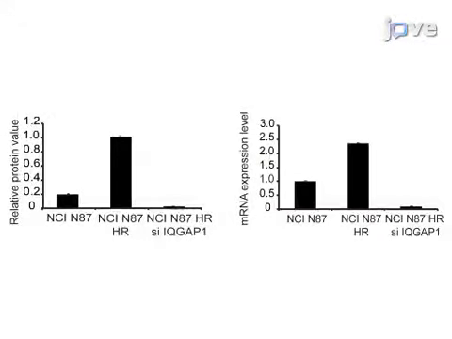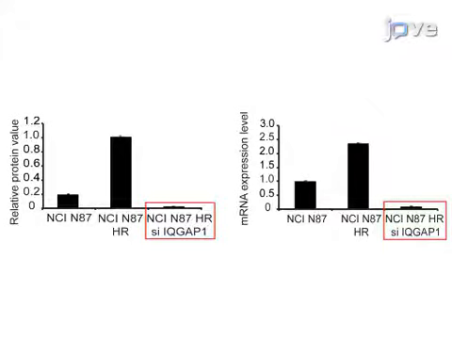Analysis of protein and gene expression supports the hypothesis that the gene IQGAP1 plays a pivotal role in the resistance phenotype of the HR-NCI-N87 subline. As shown here, IQGAP1 protein level is 5-fold higher in the resistant subclone than in the parental cells, and IQGAP1 gene expression is 2.5-fold higher in the HR-NCI-N87 subline than in the original subclone.